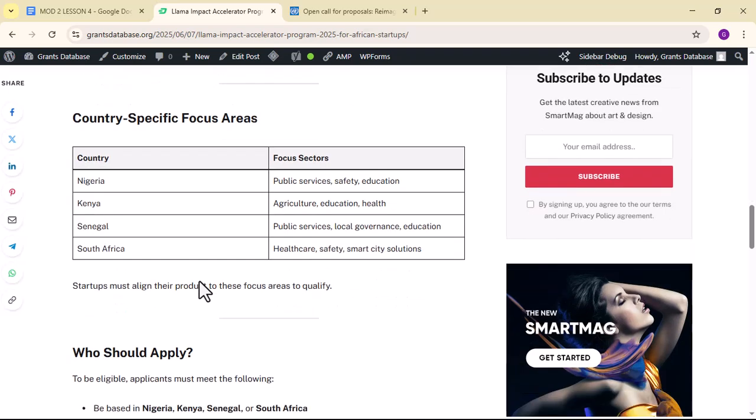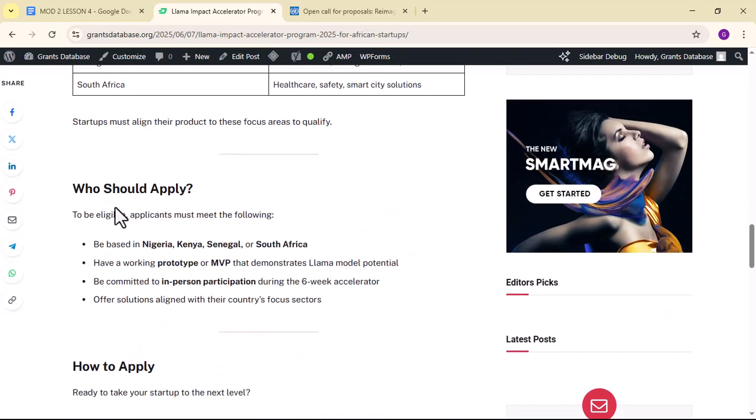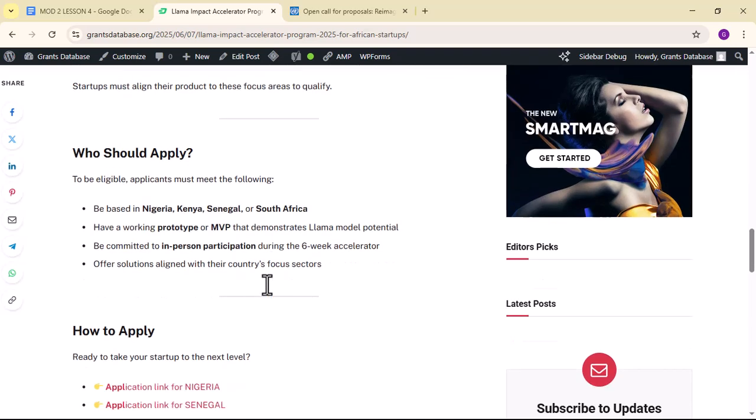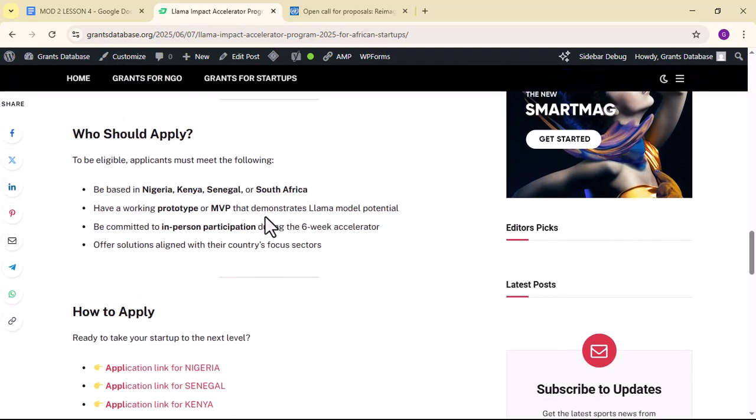Yes, you look at the eligibility. You must have a working prototype or MVP that demonstrates Llama model potential. Be committed to in-person participation during the 6-week accelerator. These are some of the eligibility criteria that you must meet. You must have a working prototype or MVP. You must be based in this country.